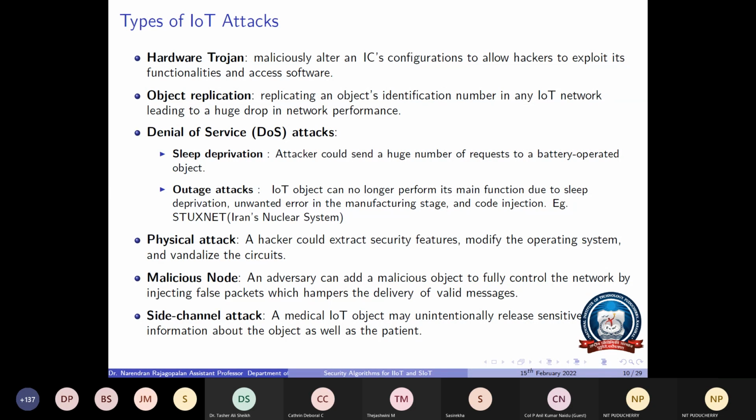Then we have the side channel attack, where by assessing or observing a particular scenario, you would be able to imply some meaning or information out of it. Like a medical IoT object may unintentionally release sensitive information about the object as well as the patient. If there is an IoT device which is a heart replicator or artificial heart pump, someone would still be able to understand that there is a heart patient there. This kind of implied information that can be derived from observation is what a side channel attack is.